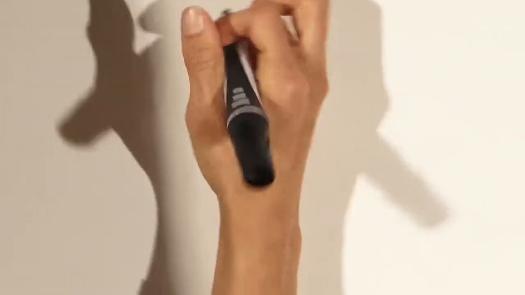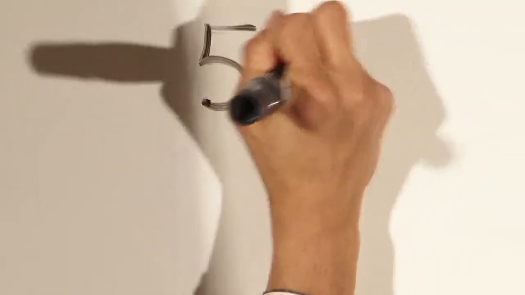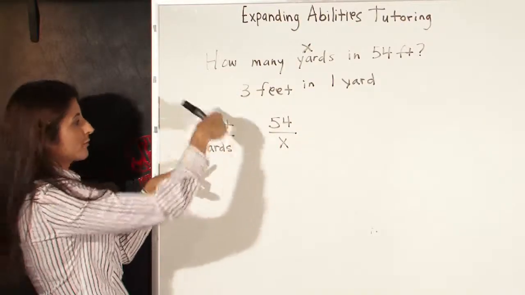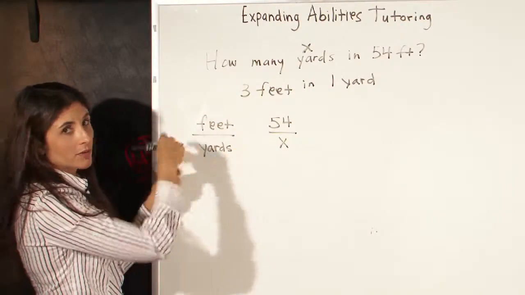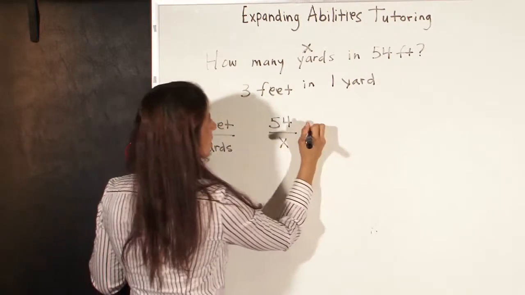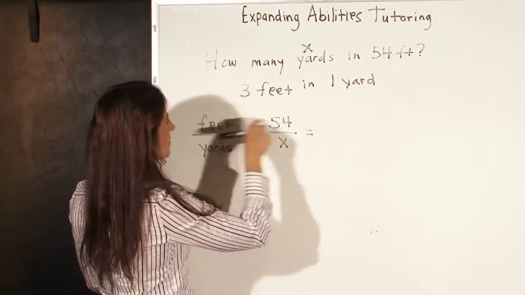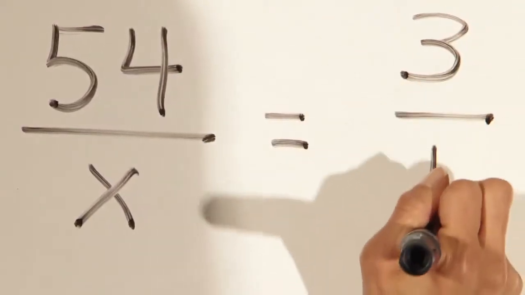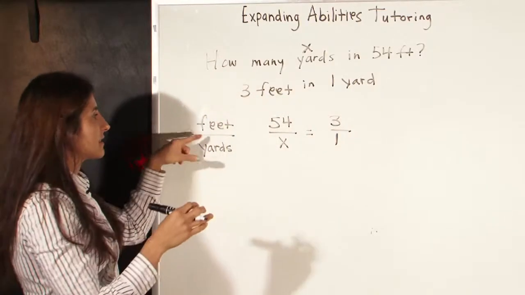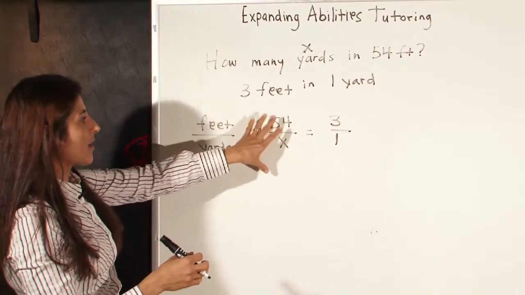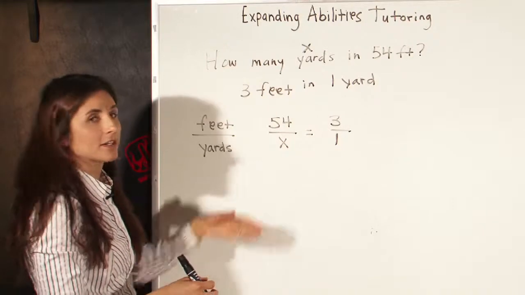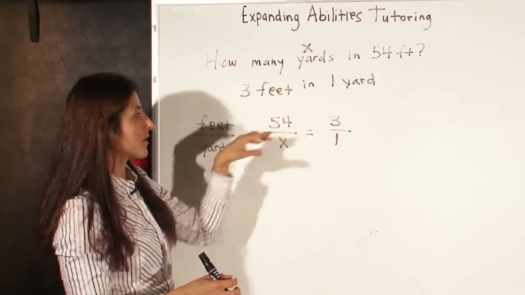So feet are on the top, feet is 54 over x. And really this doesn't matter. I could have put yards on the top and feet on the bottom. It can go either way. Equals 3 feet, feet are on the top, over 1 yard. So the important thing is to be consistent, either in both fractions, feet are on the top here and yards are on the bottom. Or I could have flipped it around and done yards on the top and feet on the bottom.